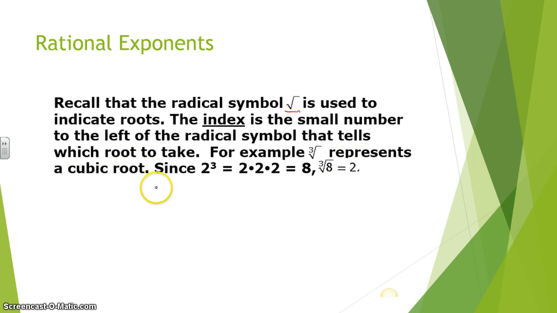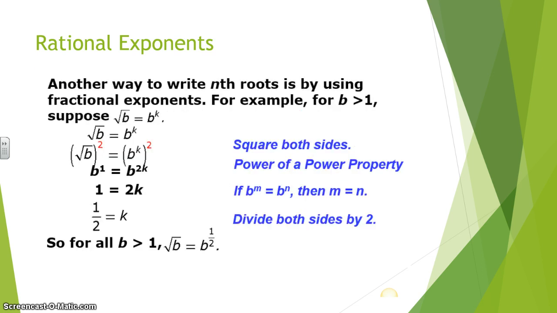which represents, as I just mentioned, cube root. Since 2 to the third, 2 times 2 times 2 equals 8, the cube root of 8 is going to equal 2. So it's like taking the reverse of 2 to the third. You would take the cube root of 8 to get 2. Here's another way to help write the nth root, and that's by using fractional exponents.